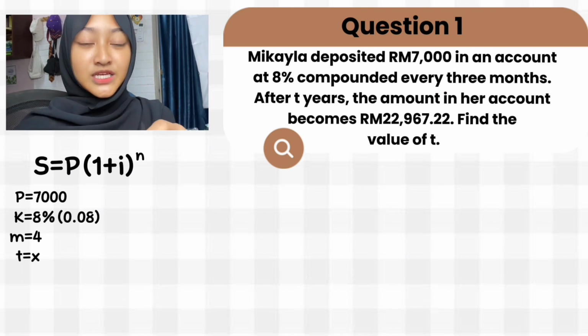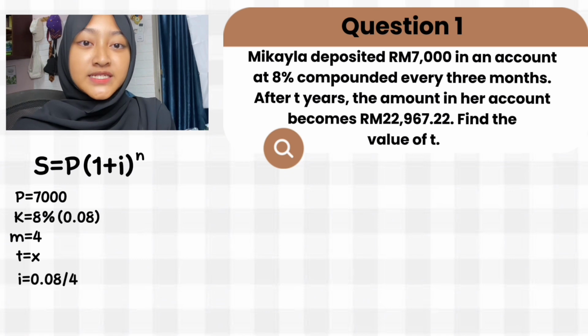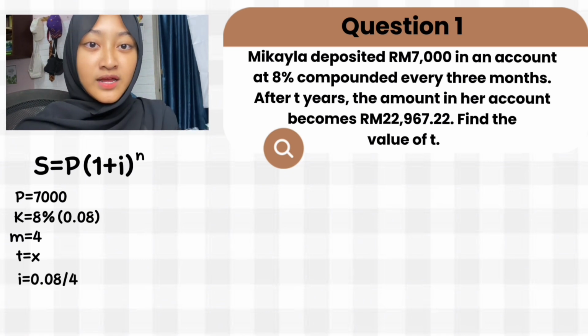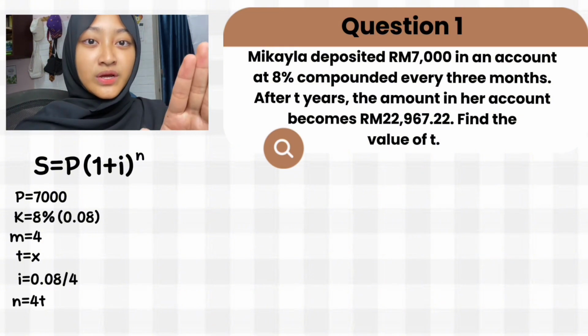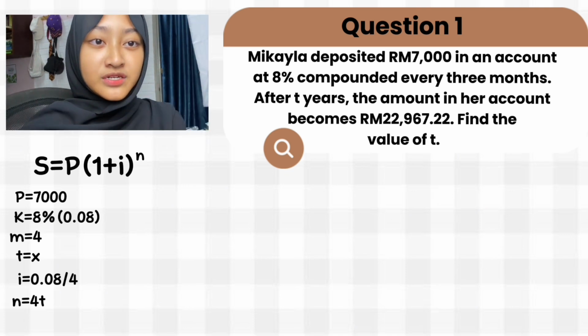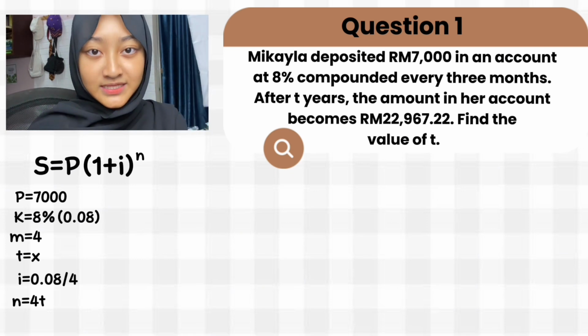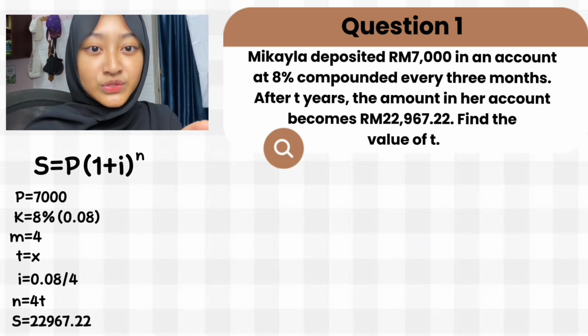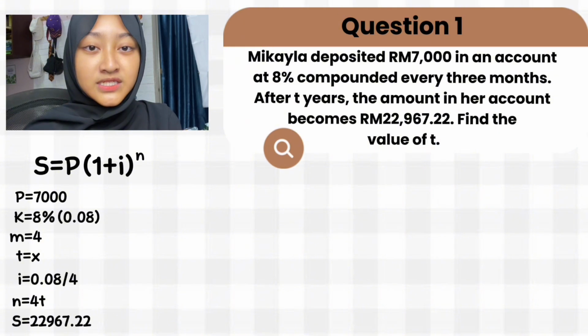Next, T equals x because we need to find T at the end. I is equal to K over M, so it will be 0.08 over 4. N equals M times T, and the answer is 4T because we don't know the value of T yet. That's why the answer is 4 times T. Additional information in the question is S, which is S equals 22,967 ringgit Malaysia and 22 cents.